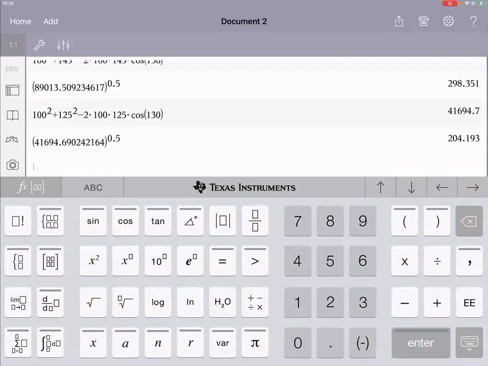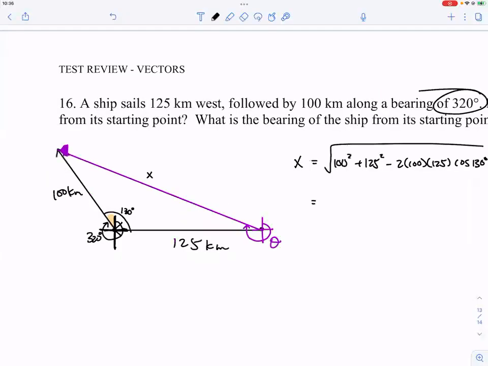So I got 204.193. So that's a length: 204.193 kilometers. That's pretty easy. I think the hardest part is, can you tell the obtuse angle right here, the 130 degrees? Do you know you have the hints, the little ingredients to pull things together?